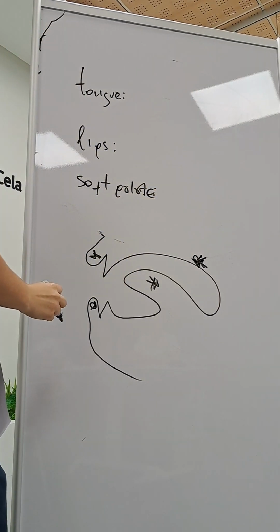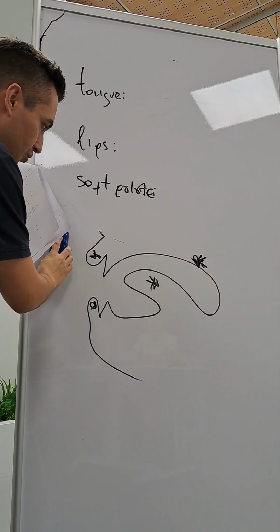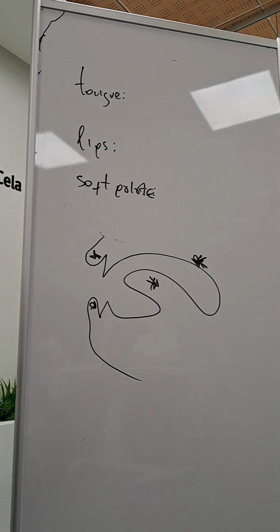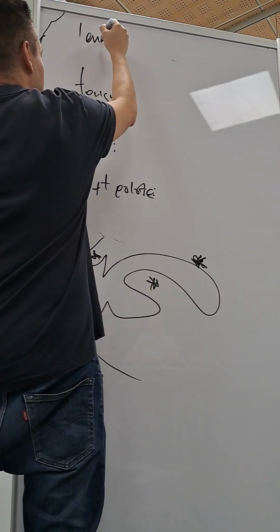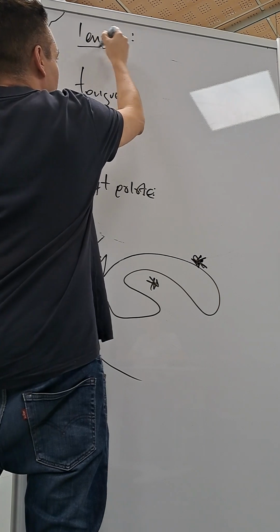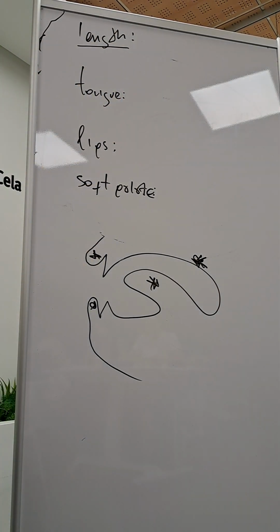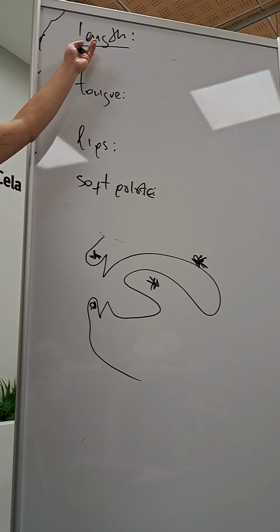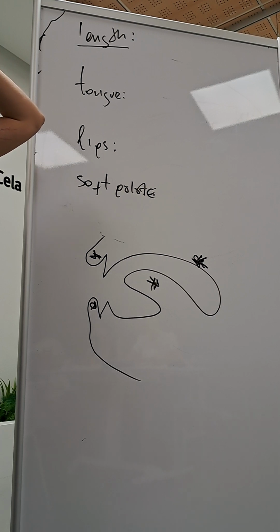And another thing to do with vowels is the length. The length of the vowel. This is not an organ, yeah? This is not an organ, but it's an important factor when it comes to vowels. How long they are in terms of pronunciation. This is not an organ, but this is an important feature or quality of vowels.